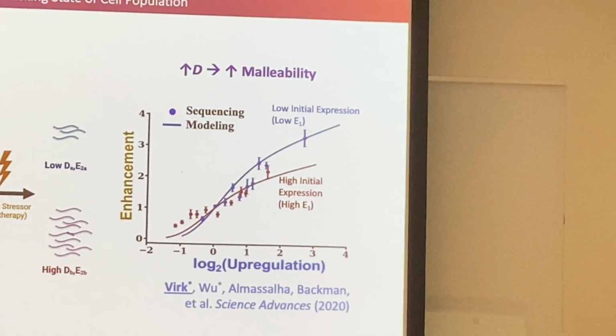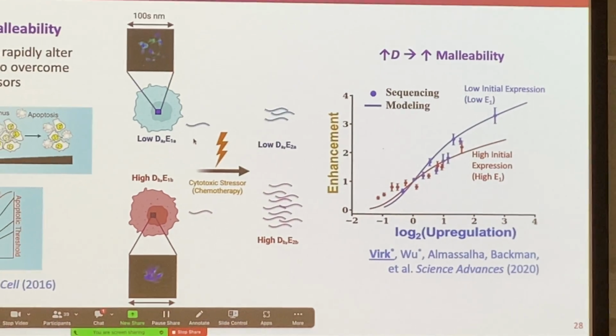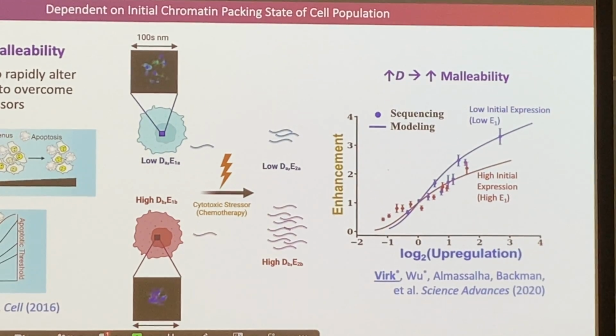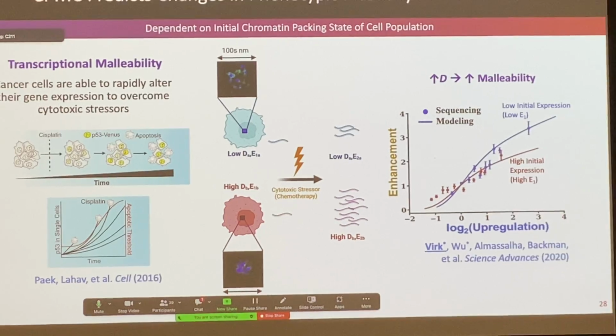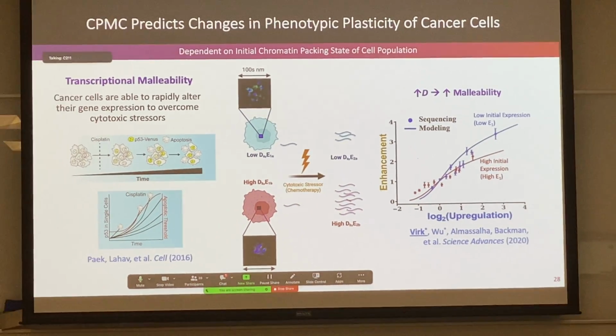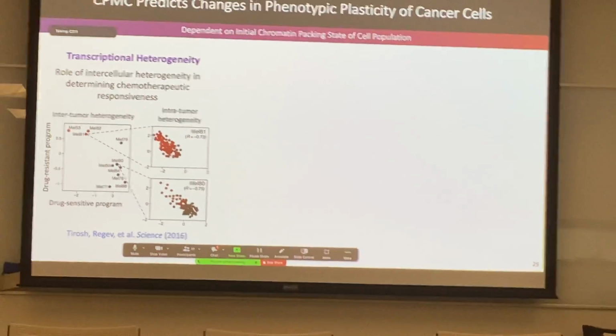And this is especially true for genes that have an initially low pre-stimulated expression, which might have important consequences, for example, for stress response genes that have low expression at baseline, but might need to be upregulated at a very fast rate in response to cytotoxic stress in order to evade chemotherapy.